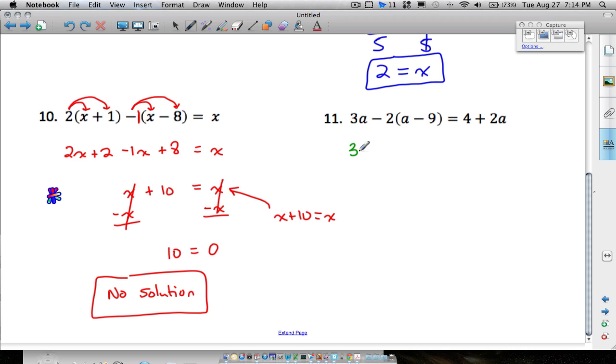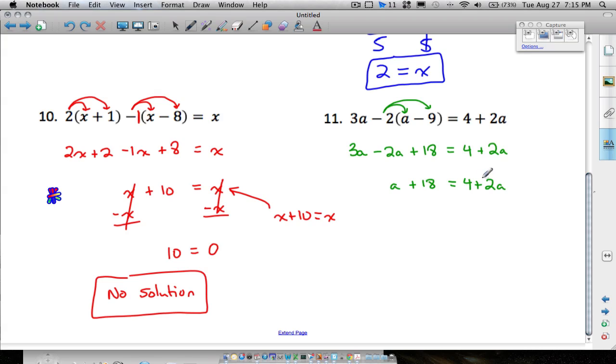Bring the 3a down. We can't do anything with that yet. You need to distribute the negative 2. Watch your signs. So negative 2 times a is negative 2a. Negative 2 times negative 9 is a positive 18. And over here on this side, we'll just bring down the 4 plus 2a. All right, 3a minus 2a, combining like terms. 3 minus 2 is 1, so we have 1a, or you could say just plain old a. Bring down your plus 18 from here. Bring down your equals. You cannot combine these, so we'll bring those down as well.